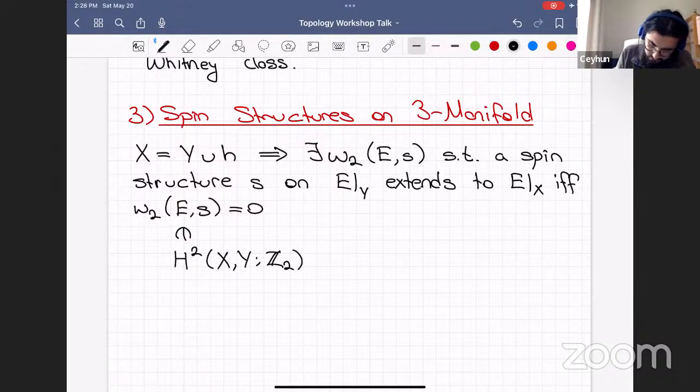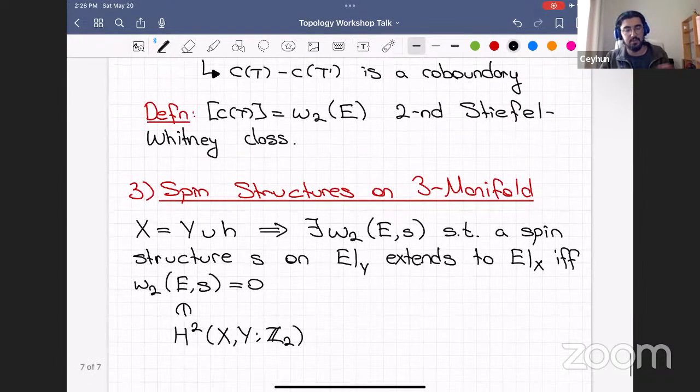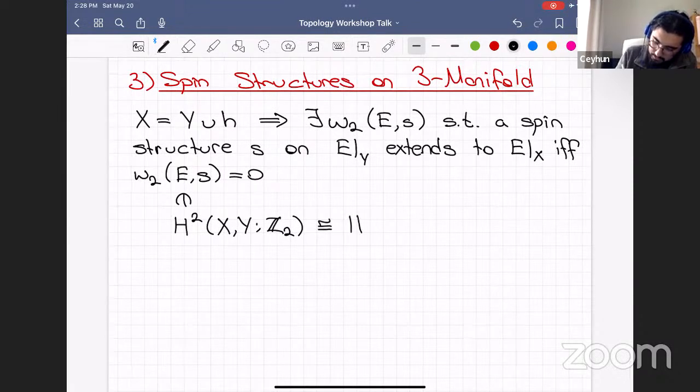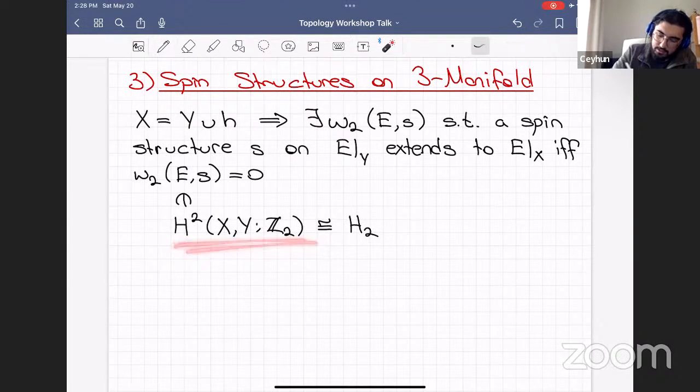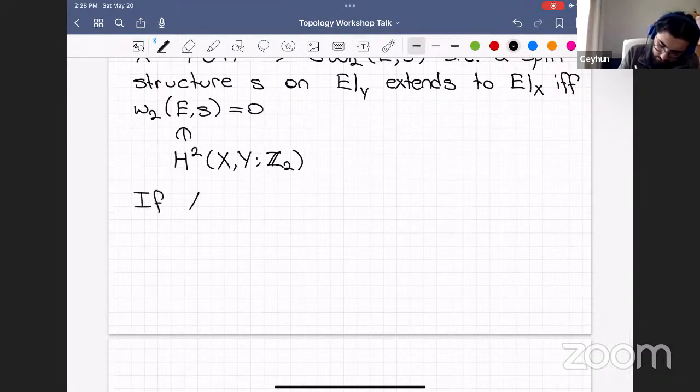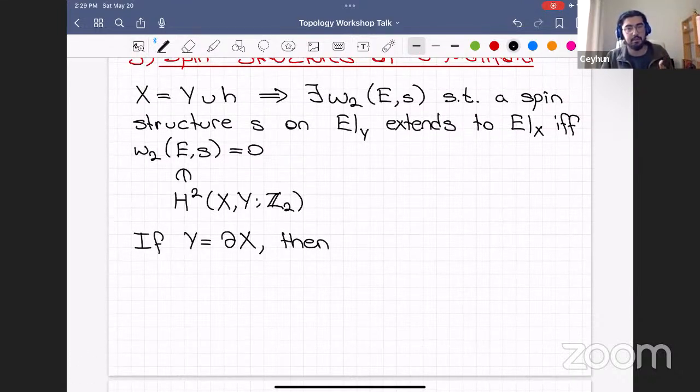And this class is, as you can imagine, from the relative cohomology class. So the same construction that we did for the second Stiefel-Whitney class works, and we get a relative class which determines, again, can we do this thing step by step? Okay. Here's a nice fact. From Poincare duality, we know that this group is isomorphic to the second homology group. So, sorry, let me put it this way. If Y is a boundary of X, because we are interested in the specific case where Y is the boundary of X, we have a spin structure on a 3-manifold, and we try to extend the spin structure to the 4-manifold. That will be the main theorem.